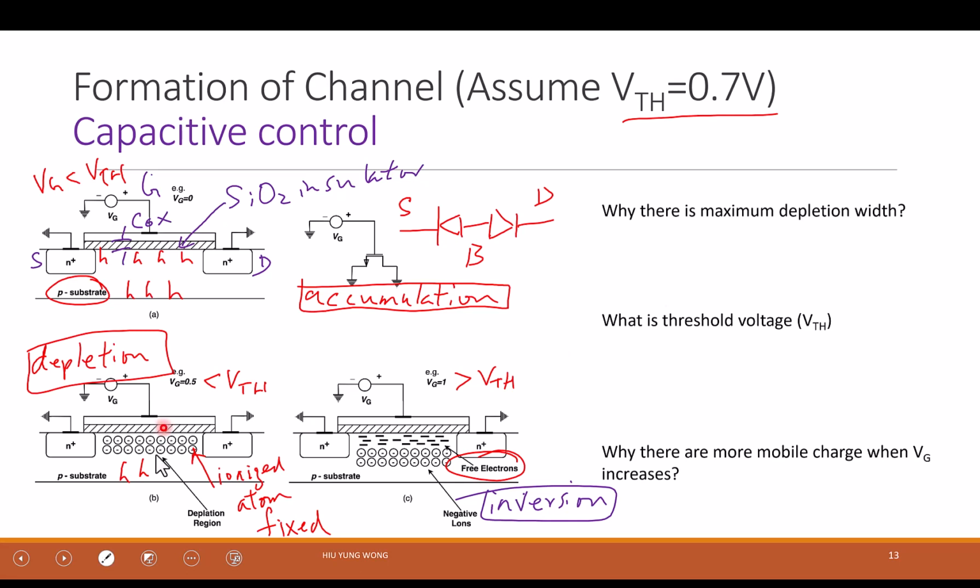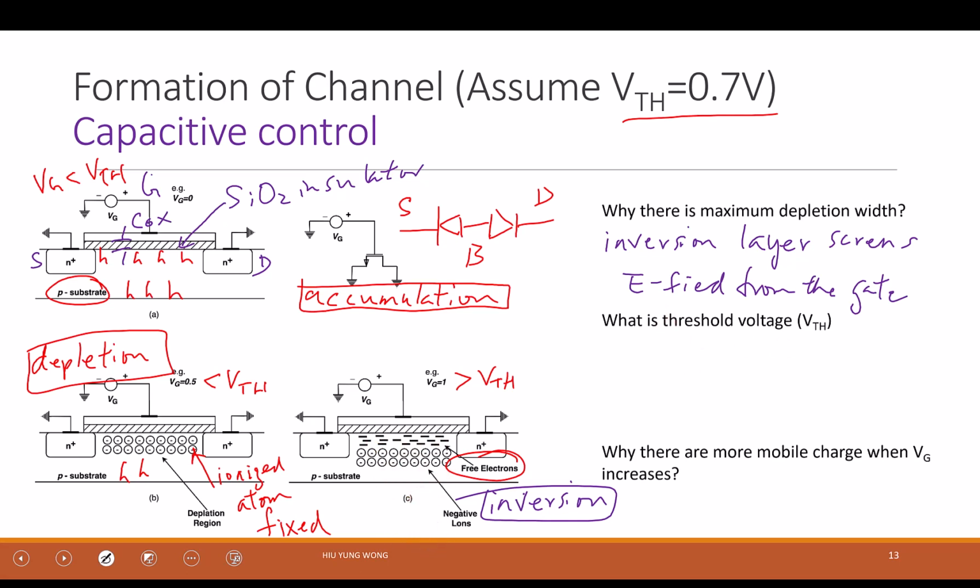There is a maximum depletion width when we're depleting it, and then eventually we will accumulate the electrons. And why is that? Because once you accumulate the electrons, the inversion layer will screen the electric field from the gate. Okay, so we keep depleting, pushing the holes away, but eventually it is replenished with a lot of electrons, then we are not going to deplete more.